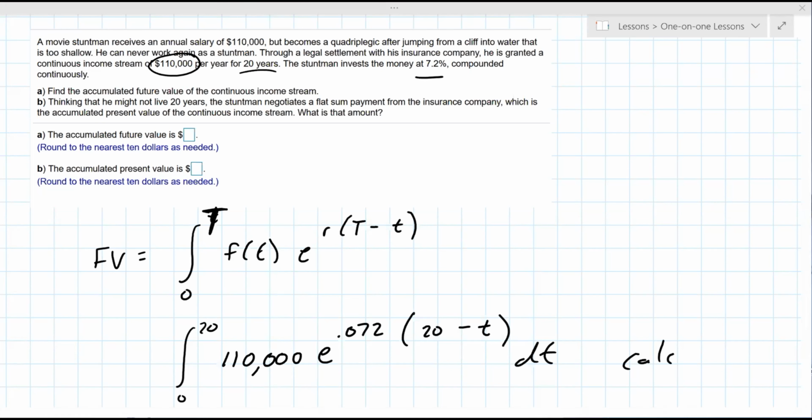Okay. 10,000 e to the 0.072, from, what are we going from, 0 to 20? Actually, I should just check this out in Chegg. Oh yeah, this doesn't do a good job of rounding this. It's a pretty large sum. It's 4,920,510. And let me just check here.